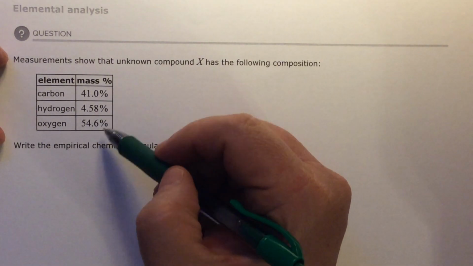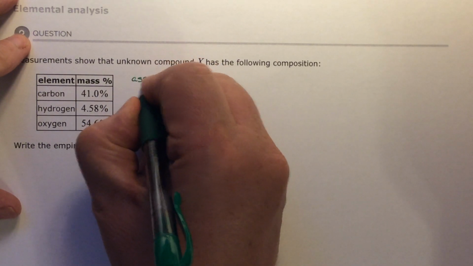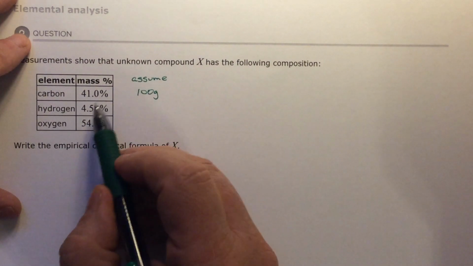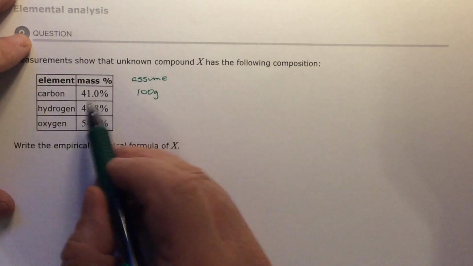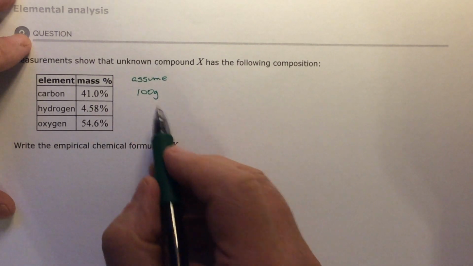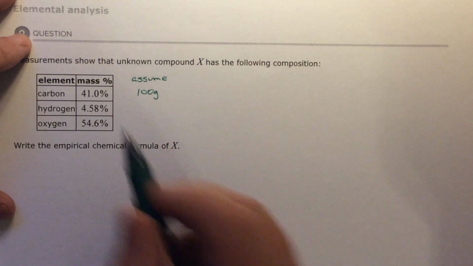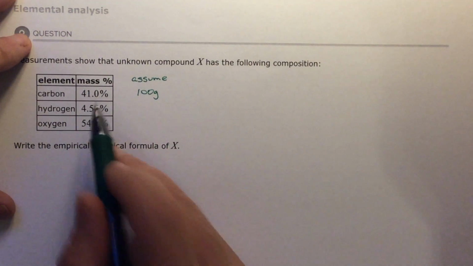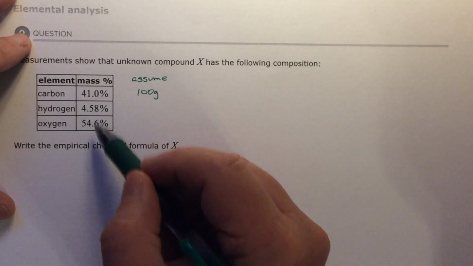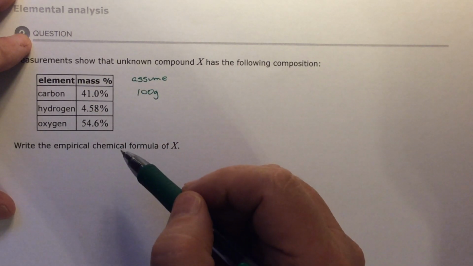First of all, I've got percentages. If I were to assume that I have 100 grams of the material, then 41% of 100 grams is 41.0 grams. If I can assume 100, then it saves me a bunch of problems. I simply look at this number, and that's the number of grams. That'll be the number of grams. Because they all add up to 100, because it's a percentage, that means my grams would all add up to 100 as well.